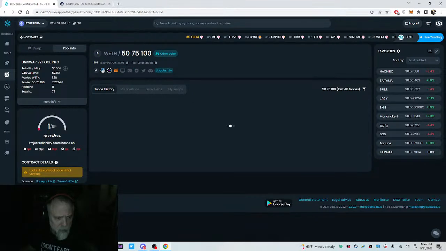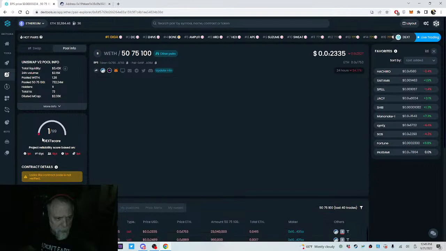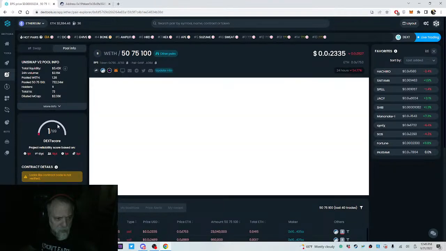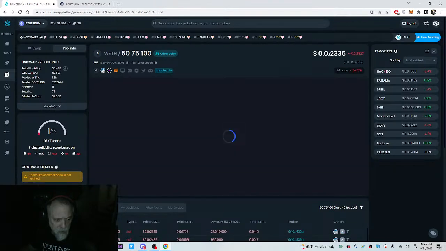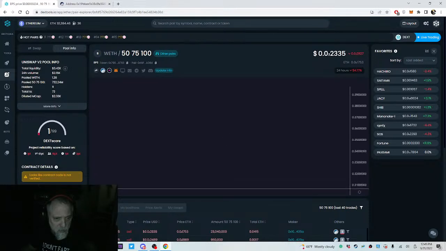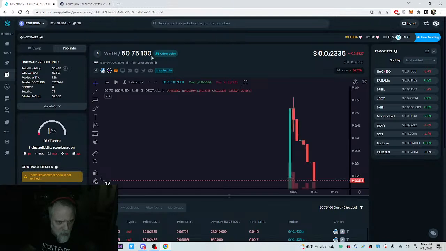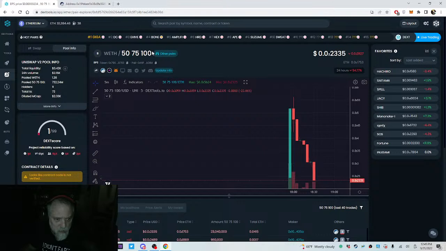And even after an hour, our Dex score is still a 1. So it's very, very telling for this 50, 75, 100. One of the other things I noticed too is that it doesn't have a little star right here to where I can save it. And that's very telling as well. It does not have locked liquidity. I can see that because this is not green right here.